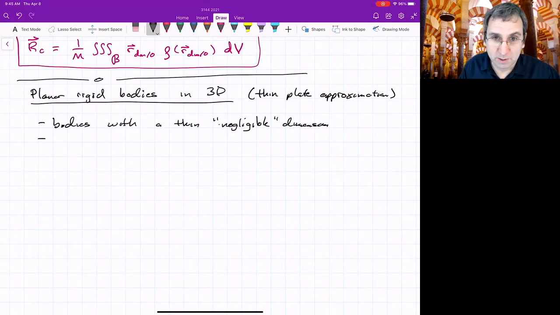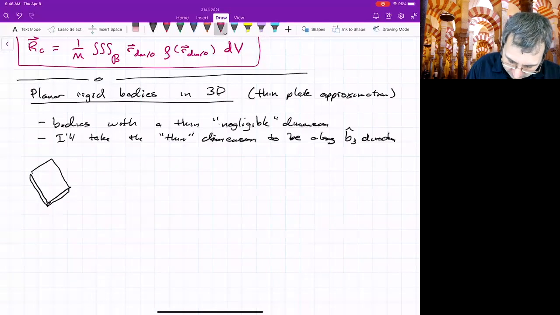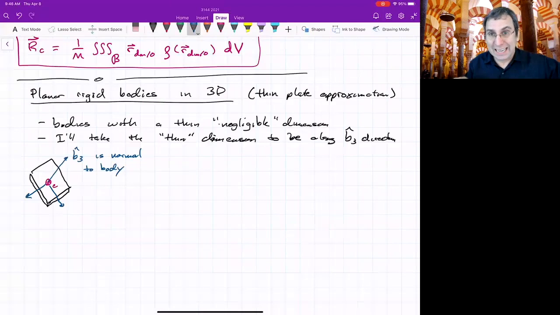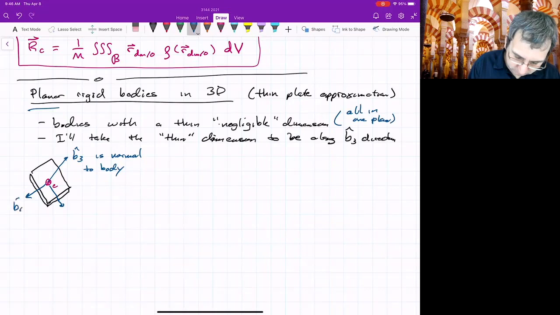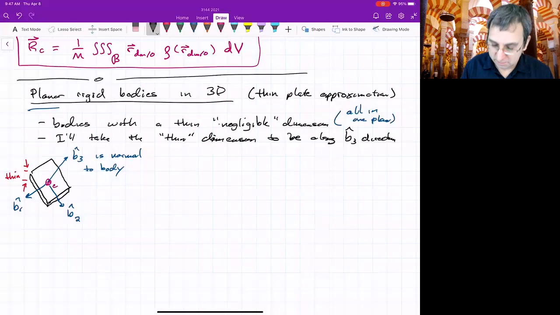Just to make things simpler, I'm going to take the thin dimension to be along the B3 direction. So if I were to sketch a thin object, it's got a center of mass somewhere, and it's got some body fixed directions. So I'm choosing B3 to be along the thin direction. So B3 is normal, perpendicular to the body, because the body is in one plane. That is another thing, all in one plane, planar. And this dimension, we'll say, is thin. It's so thin that when we integrate, it'll just sort of drop out. So that's sort of what I'm getting at here.